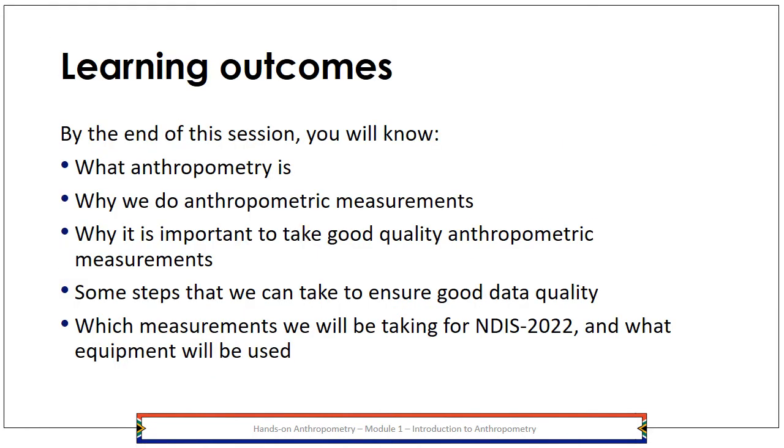Let's have a look at what you can expect from this short presentation. We will learn what anthropometry is and why we do anthropometric measurements. We will discuss why it's important to take good quality anthropometric measurements and some steps that we can take to ensure good data quality. And finally, we will talk about which measurements we're taking for the National Dietary Intake Survey 2022 and what equipment will be used.